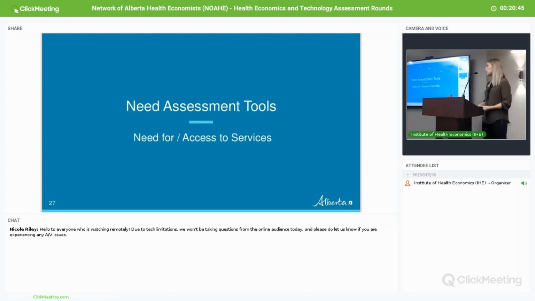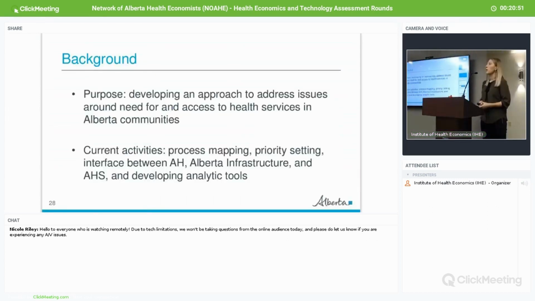This next project is a little bit more targeted towards government and how we approach problems internally. So Alberta Health has always had a strong interest in approaching problems related to need and access to health services. This isn't a new concept. I promise you, it's not the first time we started thinking about this. But we were invited to give some analytic support for this.